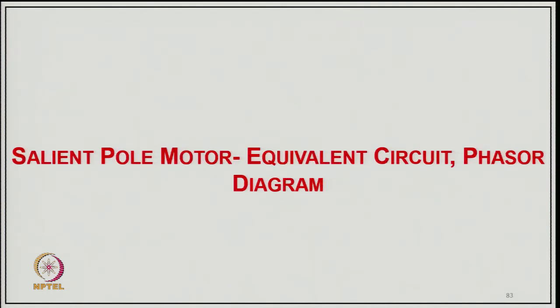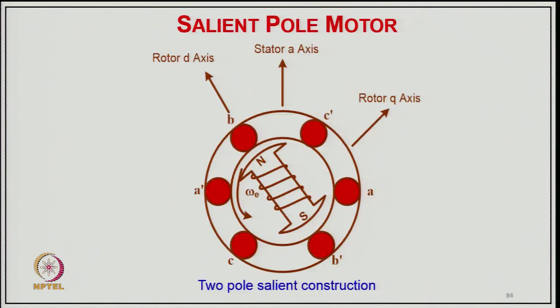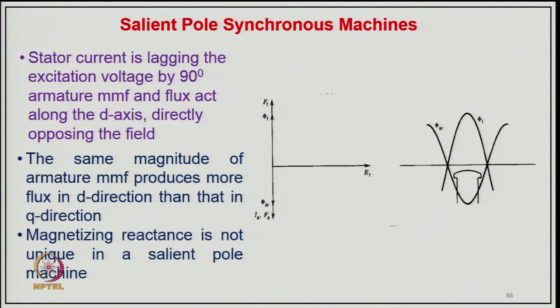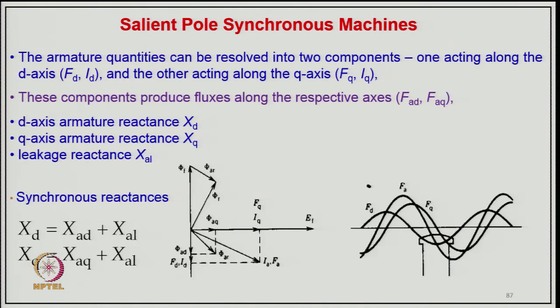Now coming to the salient pole machine equivalent circuit and phasor diagram. That is typically the salient pole machine, the rotor with saliency, and here we have the field MMF and flux along the direct axis. The field current is in phase with the excitation voltage, and the armature MMF is along the quadrature axis, as you can see here. The armature MMF along the D axis directly opposes the field, and for the same magnitude the armature MMF produces more flux in the direct axis than in the quadrature axis, so the magnetizing reactance is not unique in a salient pole machine.